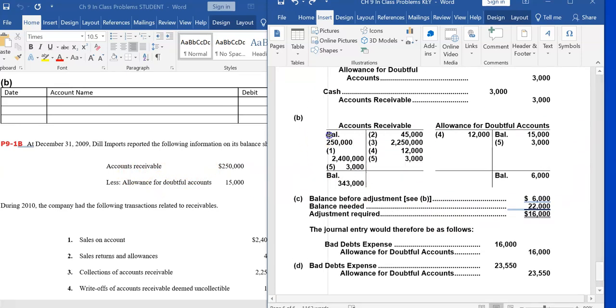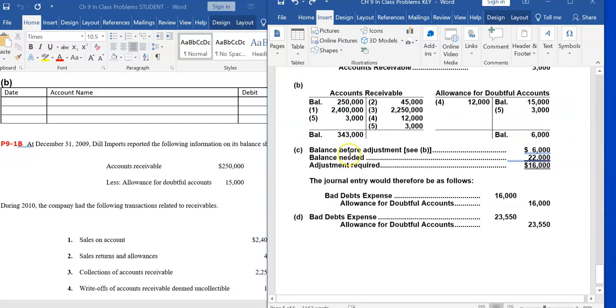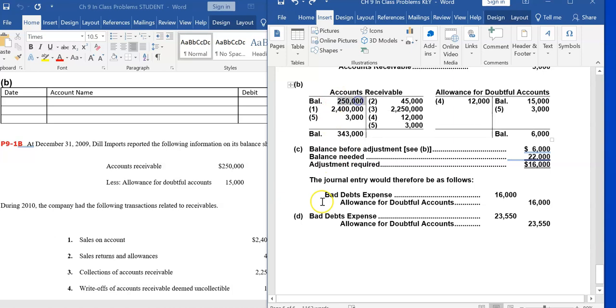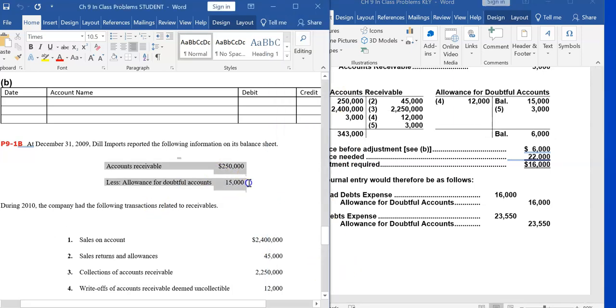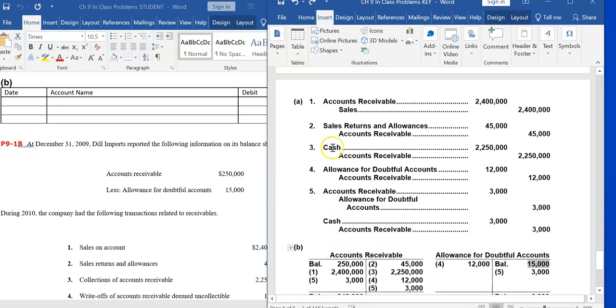So let's enter that into the, I did not mean to do that. Okay, so try that again. Enter the beginning balance into accounts receivable and enter the beginning balance into the allowance for doubtful accounts. Okay, now let's post all these entries.